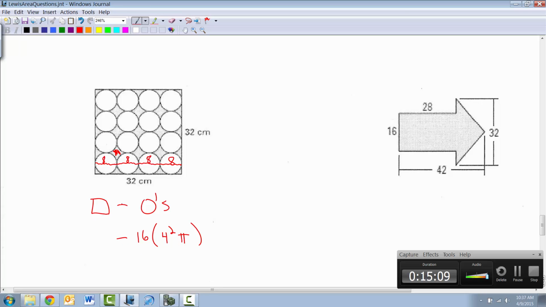Okay, so that's nifty about that one. So it's 32 times 32, area of square, minus the 16 circles.